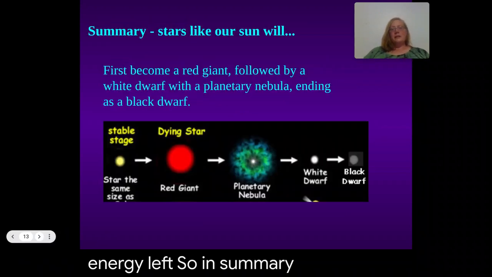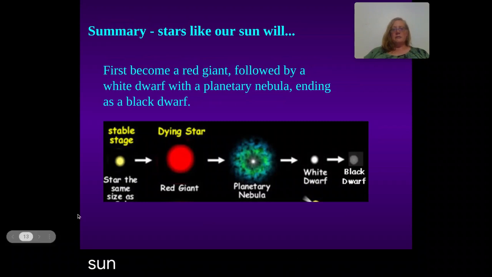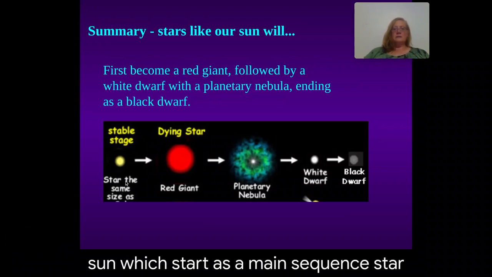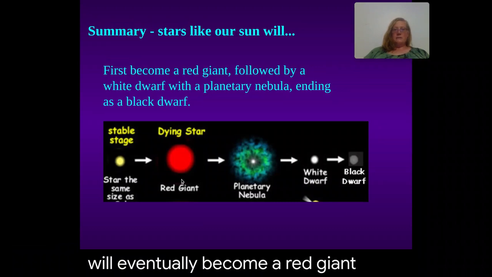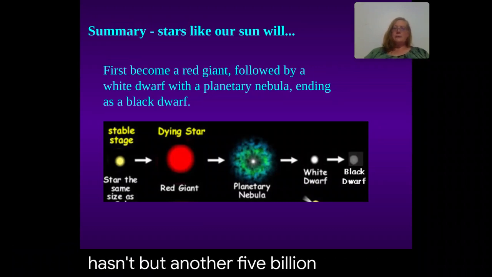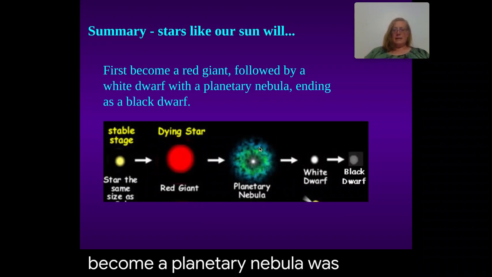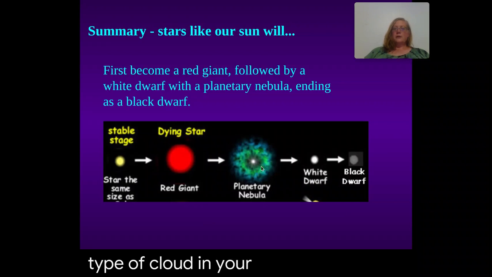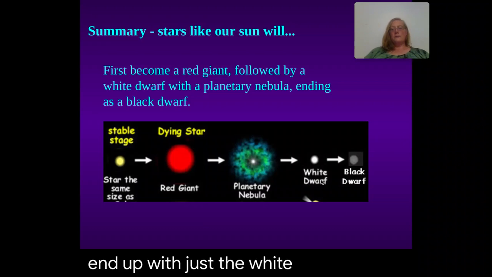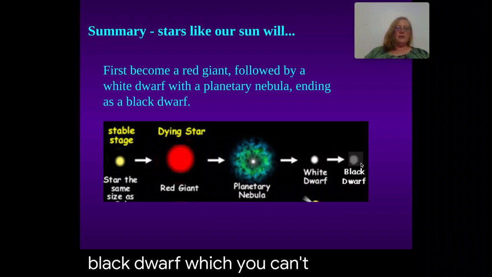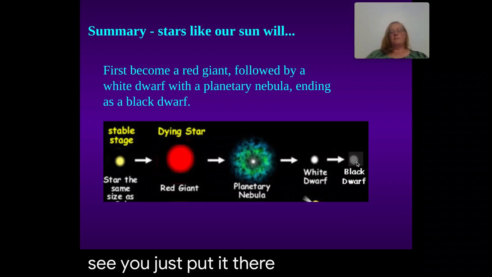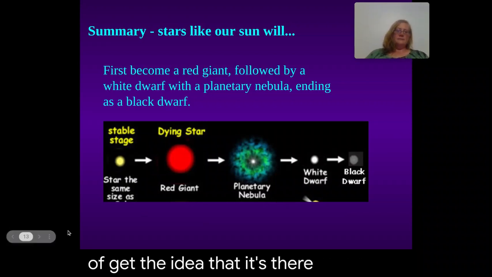So, in summary, stars like our sun, which start as a main sequence star, will eventually become a red giant. Ours has about another 5 billion years before it becomes a red giant. Then it'll become a planetary nebula with some type of interstellar cloud. Eventually, that cloud dissipates, and you end up with just the white dwarf. The white dwarf goes through the different colors, and then eventually ends as the black dwarf, which you can't actually see. You just put it there so you can kind of get the idea that it's there.